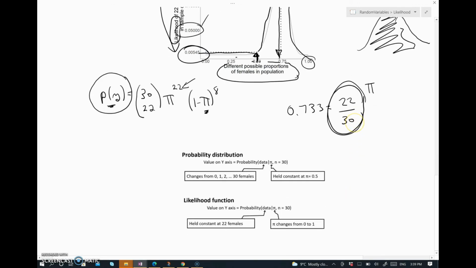And so just as a summary, here we've got this little figure, and what's written here is exactly the same as what's written here. The value on the y-axis is equal to the same expression. In the case of a probability distribution, we hold pi constant at 0.5, and we change the number of females. In contrast, with a likelihood function, we hold the data constant at 22 females, and we change the value of pi.